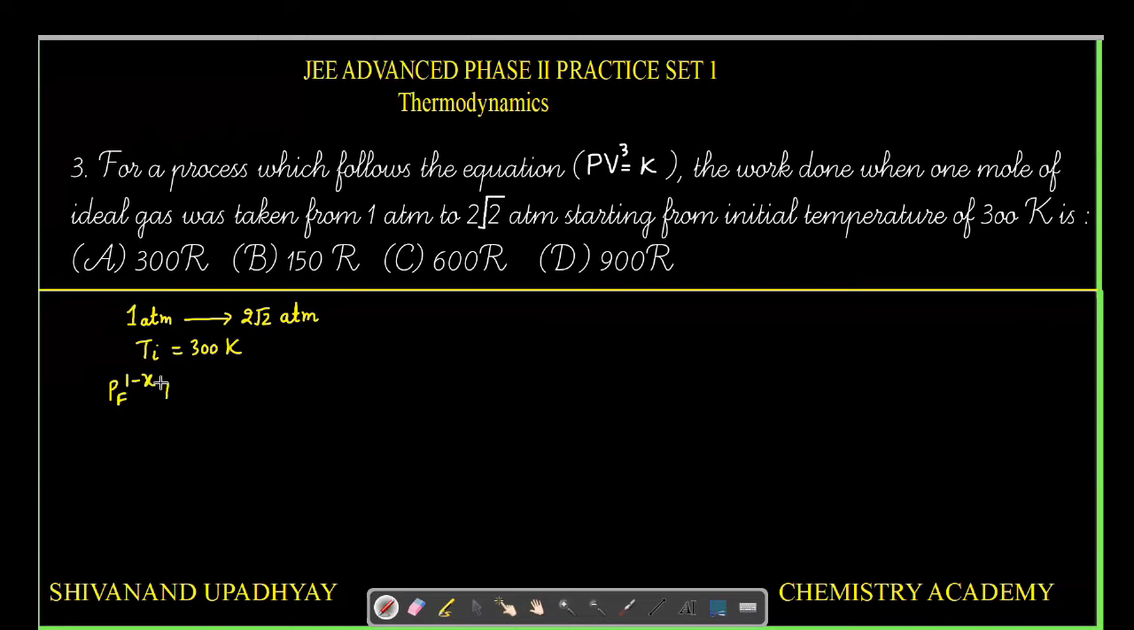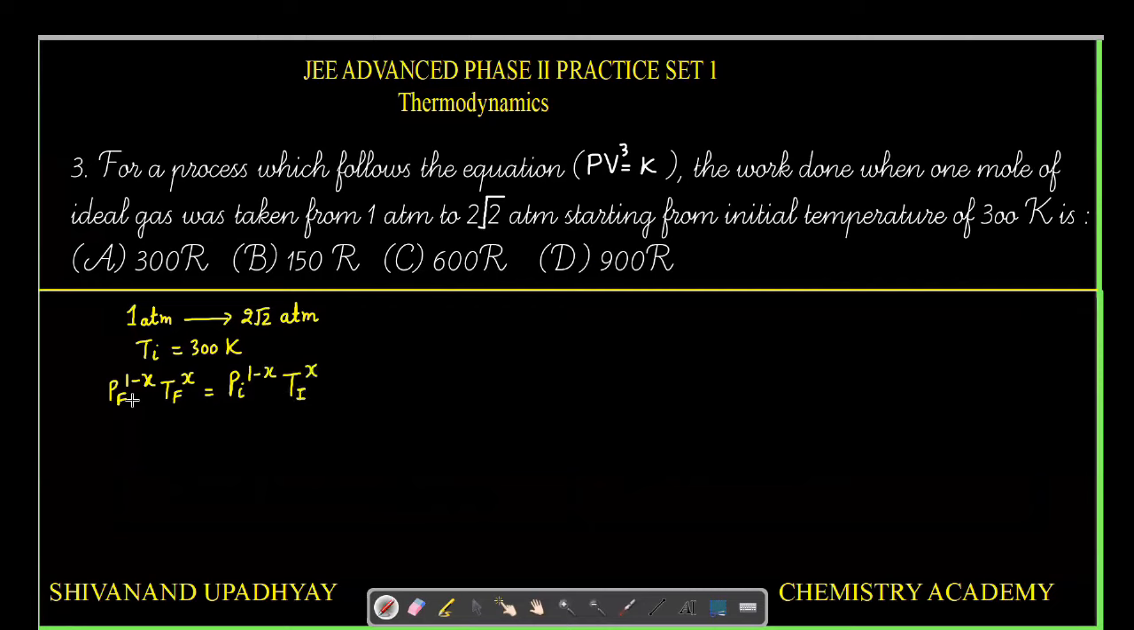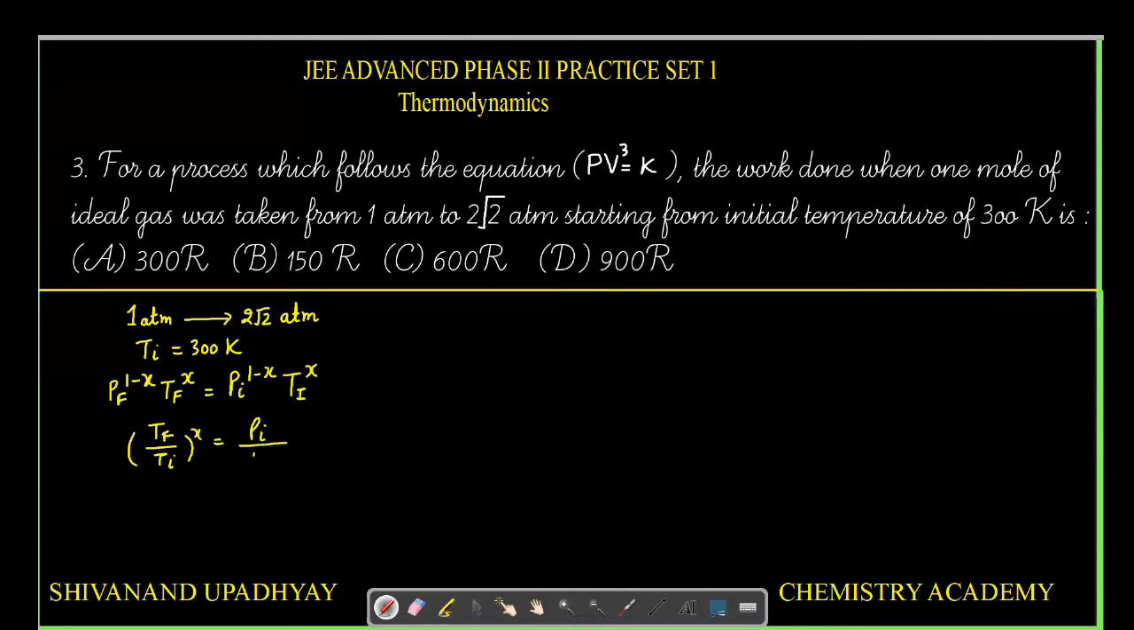Then T final^X is equal to P initial^(1 - X), T initial^X. Like adiabatic reversible, in place of gamma I am using X. So now I can calculate the final temperature. I should write here that (T final upon T initial)^X is equal to (P initial upon P final)^(1 - X).